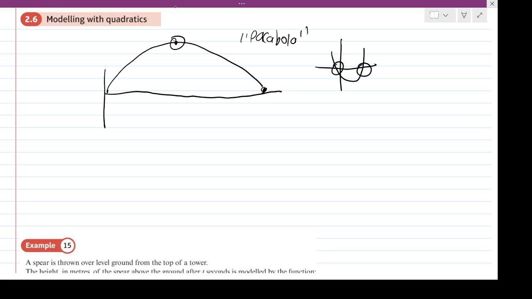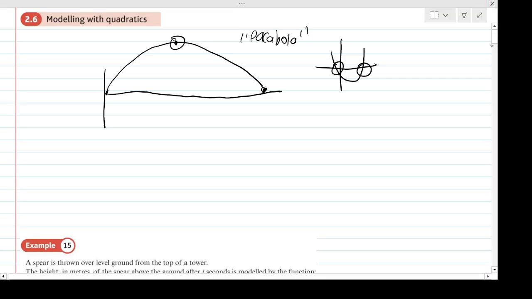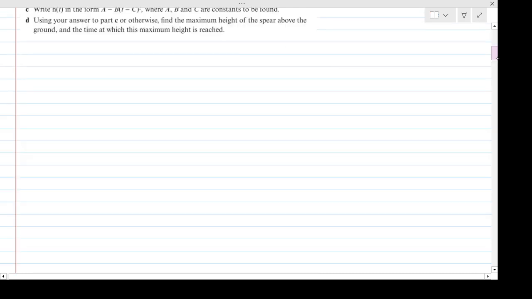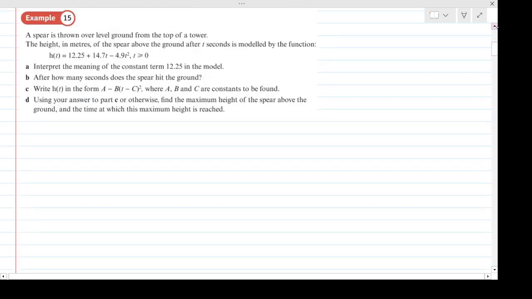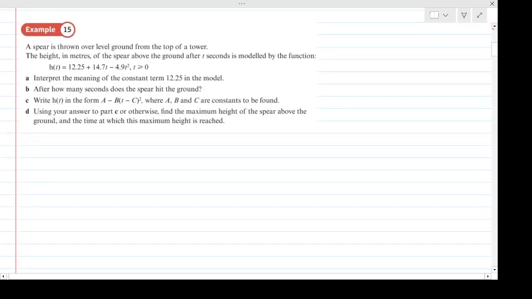So we can find a sort of quadratic equation for this shape. We can work out quite a bit of information about it using our math knowledge, and that'll tell us real life information about the ball. So when it hits the ground, the maximum height it reaches, and so on. Okay, so that's just the introduction to modelling. Let's have a look at some questions then, because I think it's a lot easier to practice with questions. And we have this example here.